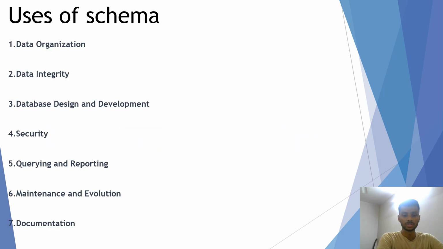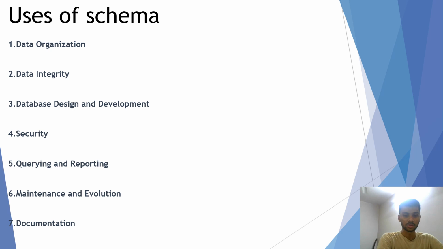Coming on to the uses of schema. First is going to be data organization, which means to organize data in a particular way to make sense and to keep track of it. Then is going to be data integrity, to maintain data integrity so that values and entities are maintained, numeric digits are not replaced by characters or vice versa, and there is consistency between the data structures. Then database design and development: how the database should look like, the tables which are within the database, and all the structures which are there.